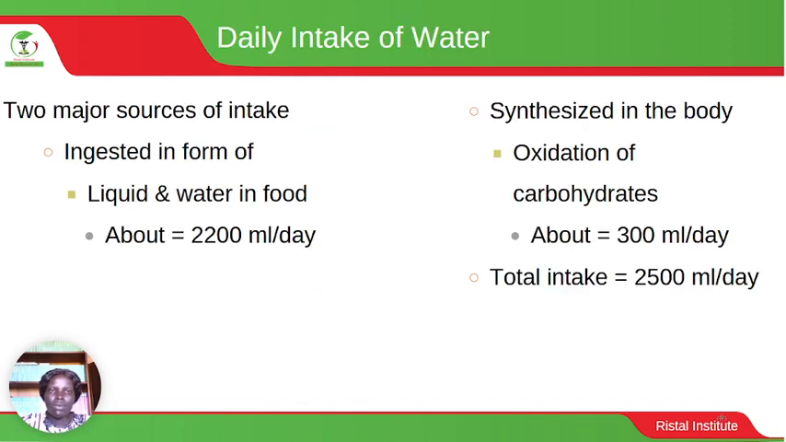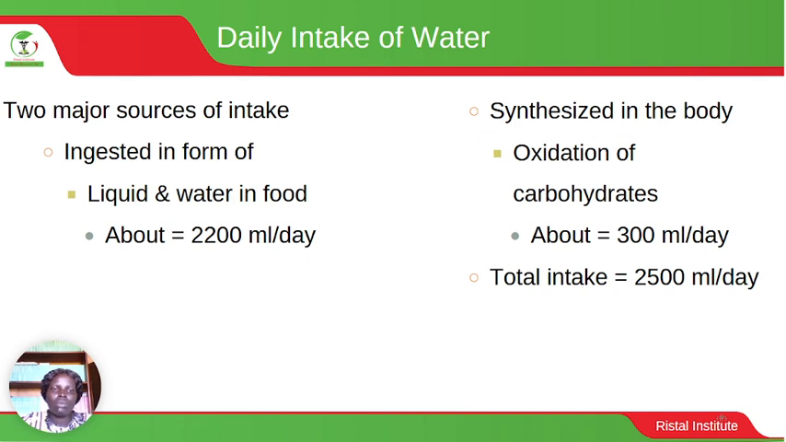So the daily intake of water: here we have two ways through which water gets into our body. We can say the major sources of intake. Here we have ingestion, in the form of liquid and water in food. When we consume food, we are taking in water, in the form of liquids that have been prepared, for instance if you're eating porridge or taking soup, all that contain water.